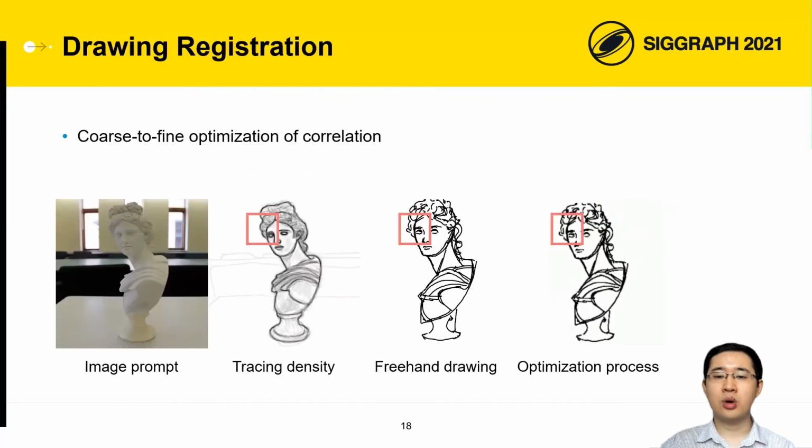The last step before our analysis is to register freehand drawings. We implemented a coarse to fine optimization of image correlation between freehand drawing and tracing density using ITK. We initialized the displacement field using affine and B-spline transformations or manually labeled fiducials. We then obtained the optimal dense displacement field using gradient descent.